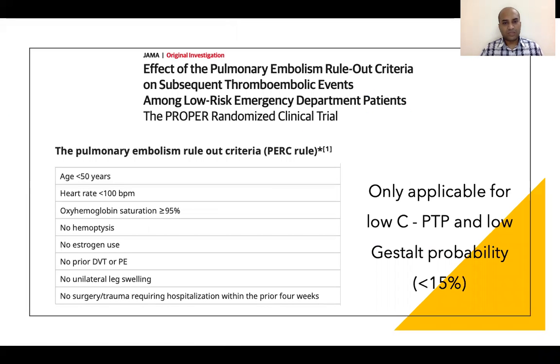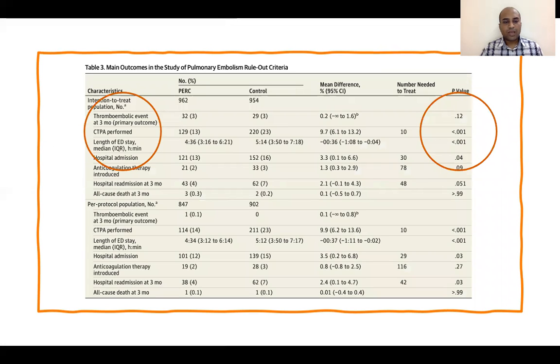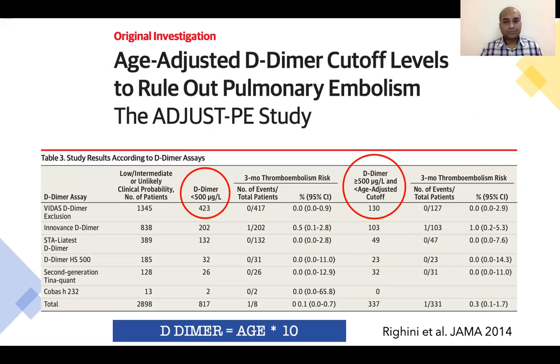But do all patients need D-dimer? Here the role of the pulmonary embolism rule-out criteria will come. It is applicable only in patients with low clinical probability, a low gestalt probability of PE. It has 8 criteria. If all are negative, the patient is very unlikely to have a PE. And so it shows that without increasing the incidence of thromboembolic events, it can significantly decrease the chest scans and also the length of emergency stay.